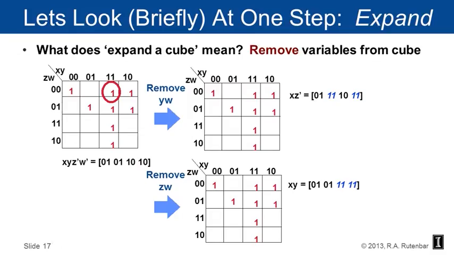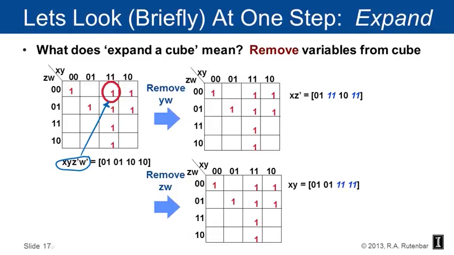I want to look briefly at one step. Let's look at the expand step. Let's just take a step back and ask, what does it mean to expand a cube? Well, here's a little product term. Here's a cube, and I'm listing it in positional cube notation. Just for clarity, x, y, z bar, w, that's this circle in this Karnaugh map right there.